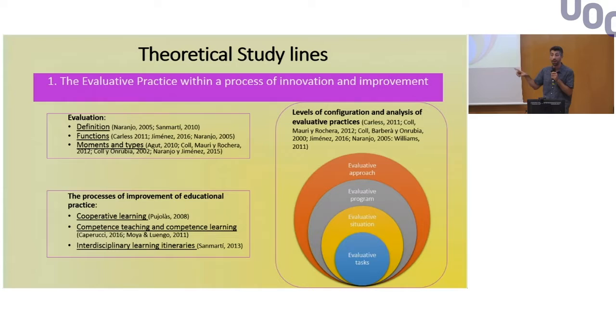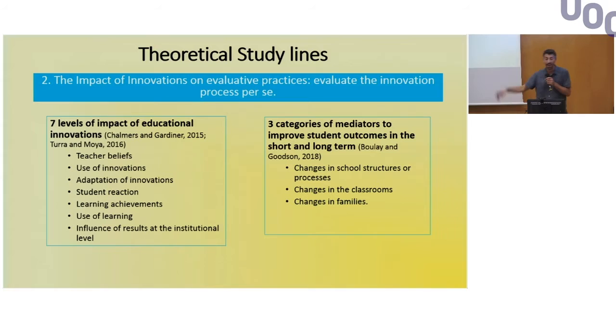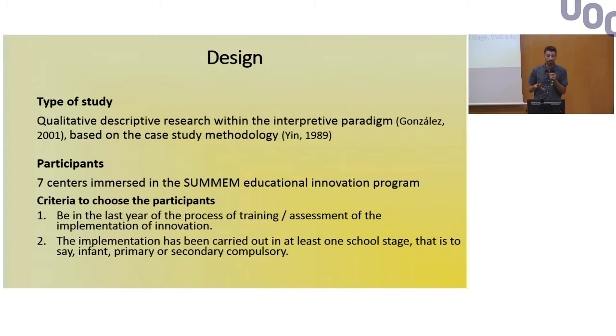And for the second main objective, the study line is linked to the impact of innovation on evaluative practice. It means evaluating the innovation process per se. We take into account the seven levels of impact of educational innovation, such as teachers' beliefs, student reaction, learning achievements, and others, and the three categories of mediators to improve a student's outcome in the short and long term. The author says that the changes are in school structures and processes, changes in the classroom, and changes in the family.